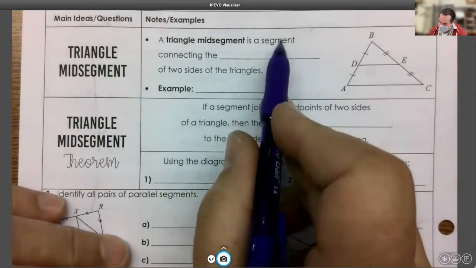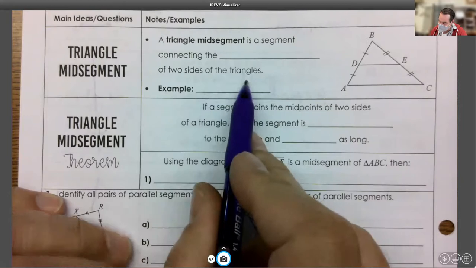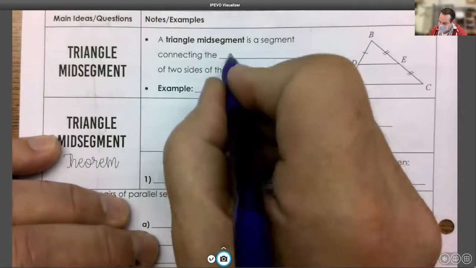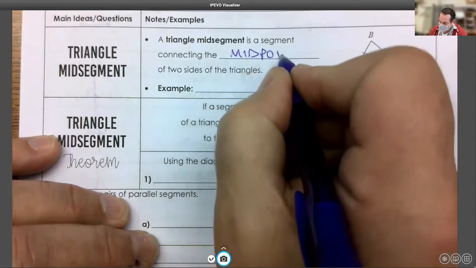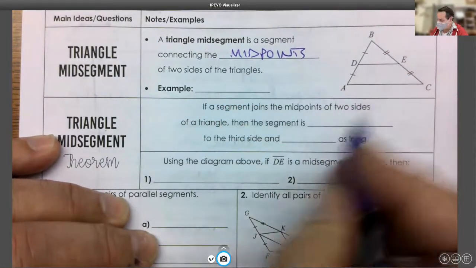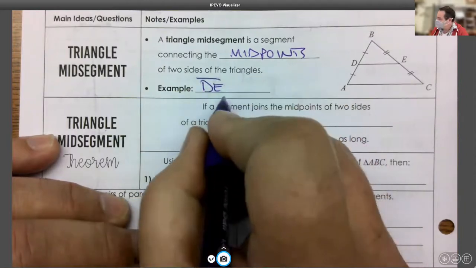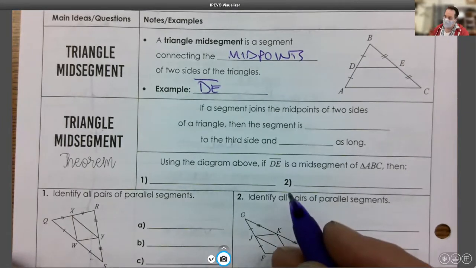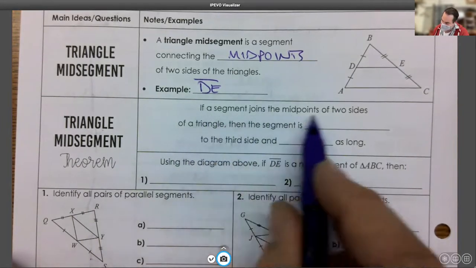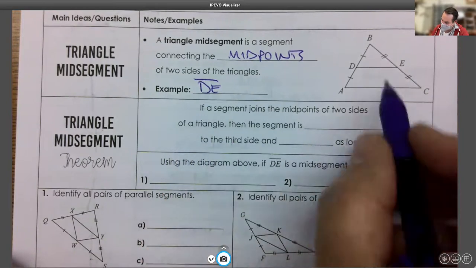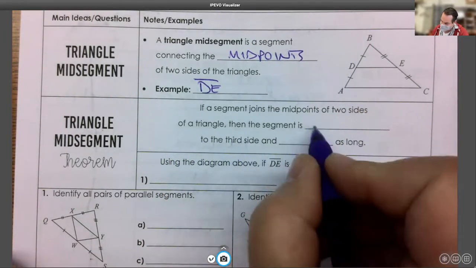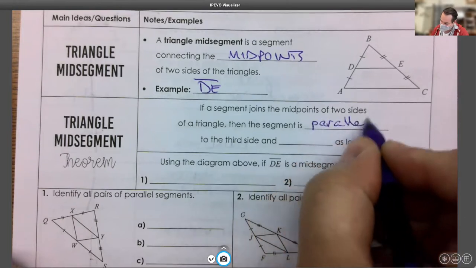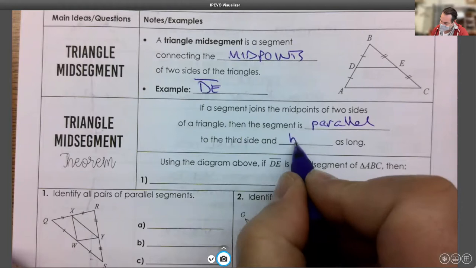So a triangle midsegment is a segment connecting the blanks of two sides of a triangle. Good, midpoints. As an example, in this case, DE is a midsegment for this triangle. And if a segment joins the midpoints of two sides of a triangle, then this segment is parallel to the third side and half as long.